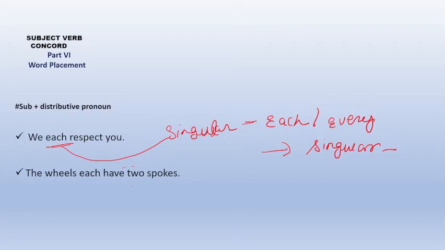But here, our main subject is not each, our main subject is we, that is plural in number. That is why the verb will be V1, that means the plural form. The wheels each have two spokes. The wheels have. Here the subject is wheels, not each. That is why we place a plural verb. So these are some rules of word placement in the subject verb agreement rule.